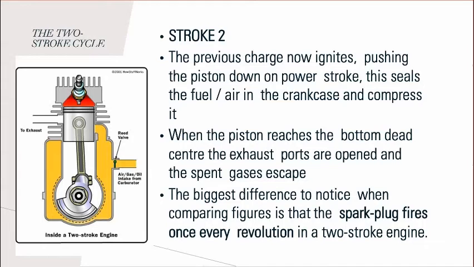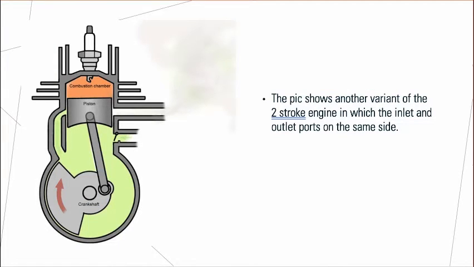During stroke 2, the previous charge now ignites, pushing the piston down on the power stroke, and this seals the fuel-air in the crankcase and compresses it. When the piston reaches the bottom dead center, the exhaust ports are open and the spent gases escape. The biggest difference to notice when comparing figures is that the spark plug fires once every revolution in the two-stroke engines. And now look at the picture.